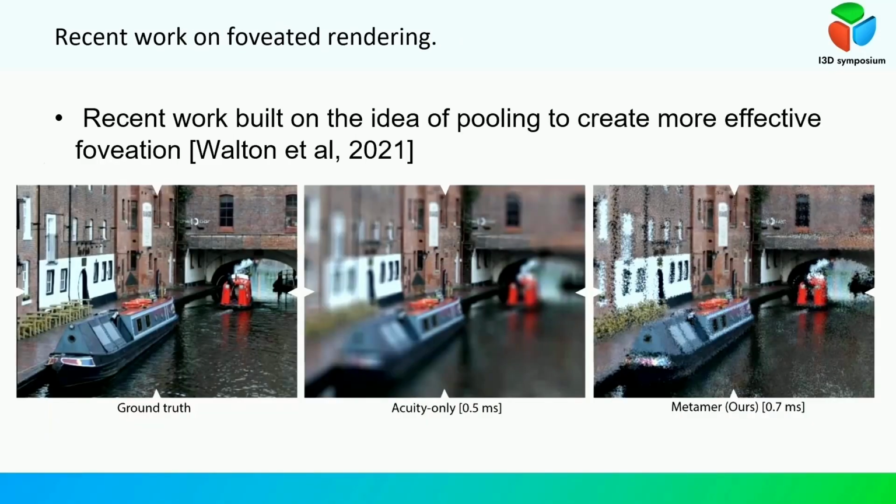There has also been recent work which tries to take advantage of this crowding effect and the pooling factor in general. This includes metamer foveation, which attempts to do the falloff, the blur in the background, in such a way that the pooled information by our eyes is the same as it would have been from the ground truth. To our eyes, it's all the same.